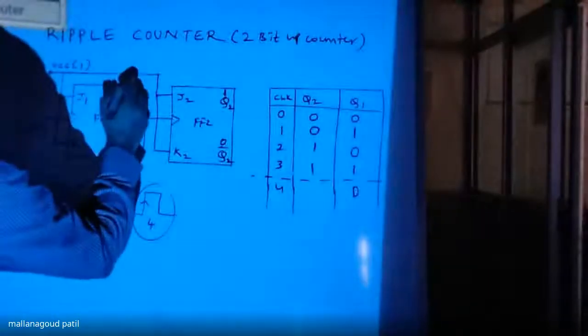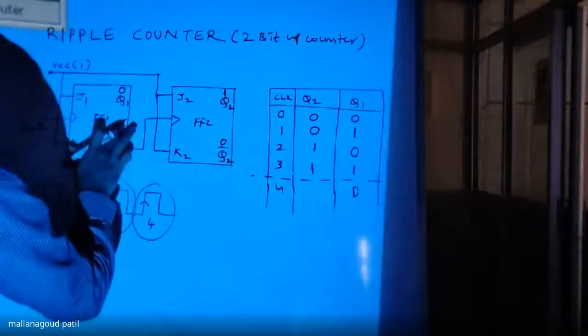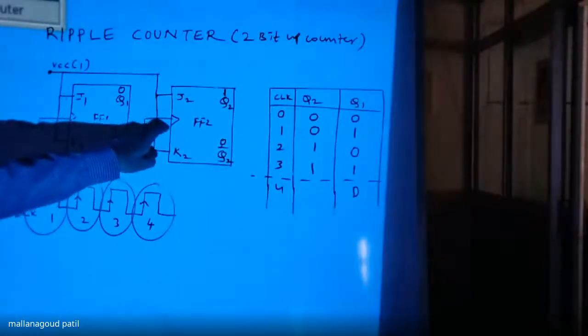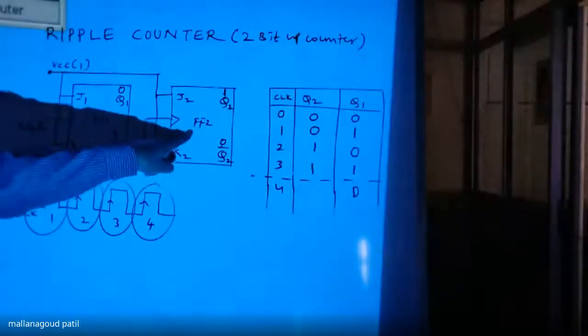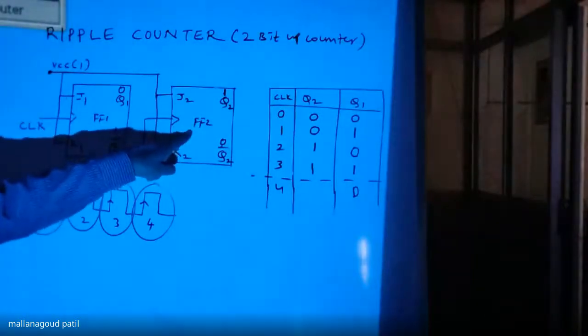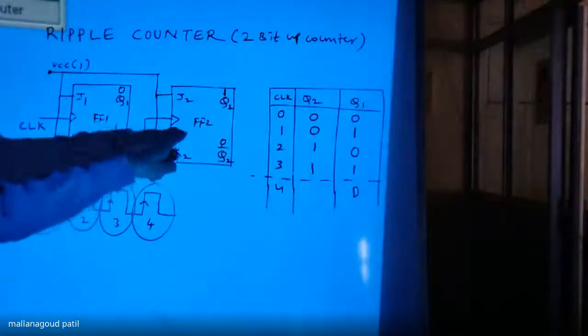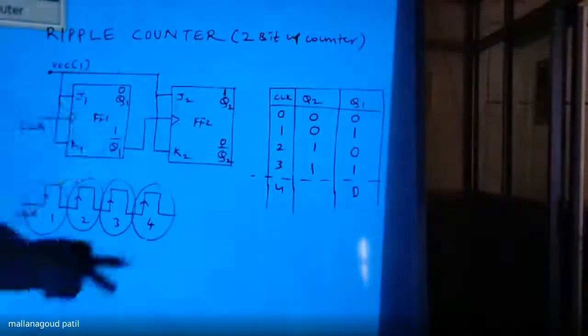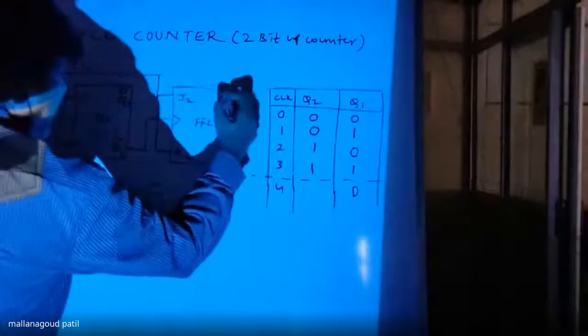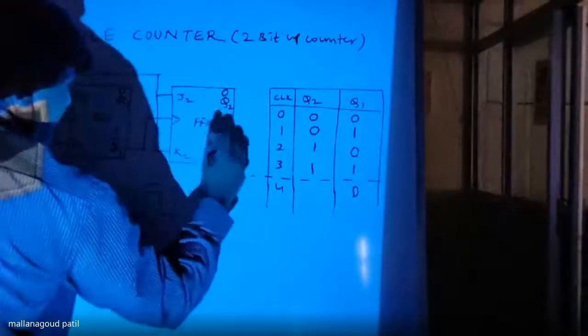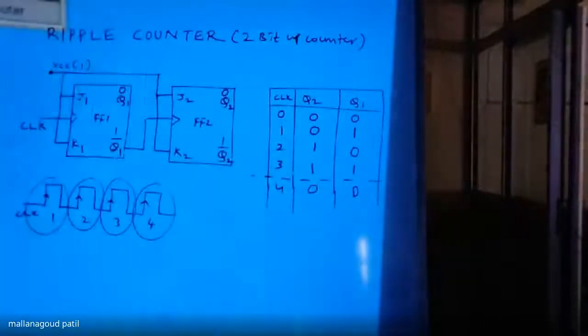Now Q1 is 0. When Q1 is 0, what should be Q1 bar? 1. And Q1 bar is 1, which is the clock of the second flip-flop. Does flip-flop 2 trigger? Yes. Flip-flop 2 got a clock, so it triggers. When it triggers, what was Q2? It was 1, and what will Q2 be? 0. Then I can write 0.